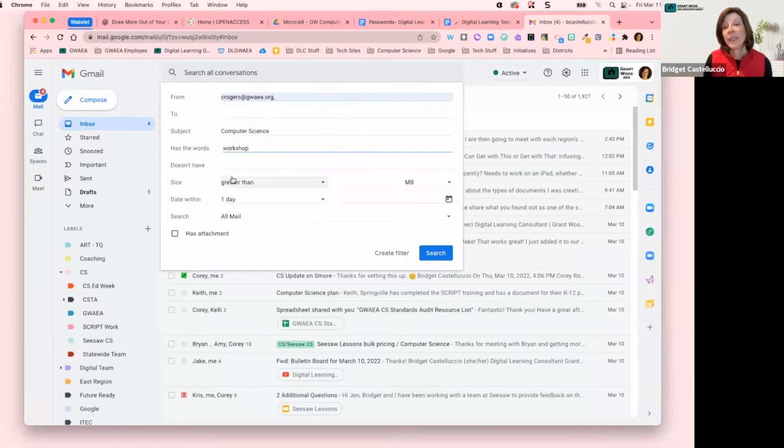What I find as a really important feature is this date within. I get a lot of emails from my teammate, Corey, but maybe I know that there's a specific email that happened in the last 2 weeks. So I'm going to do 2 weeks, and I can even search by, is it in my mail, my inbox, spam, and including, does it have an attachment? And I will do a search.